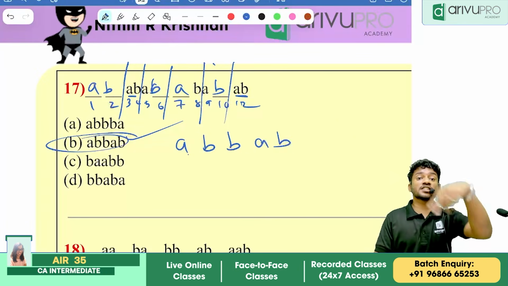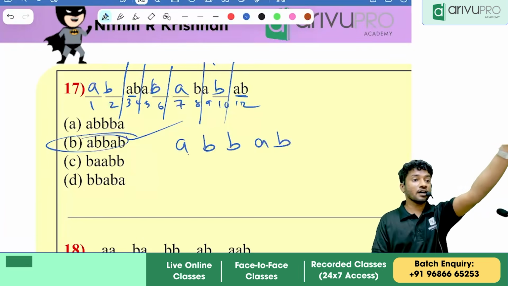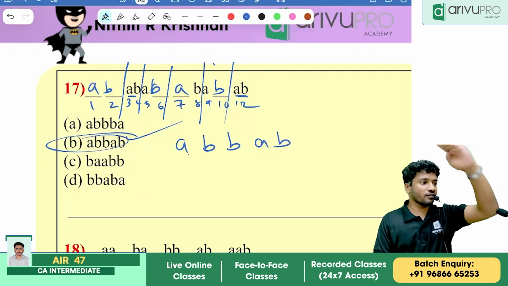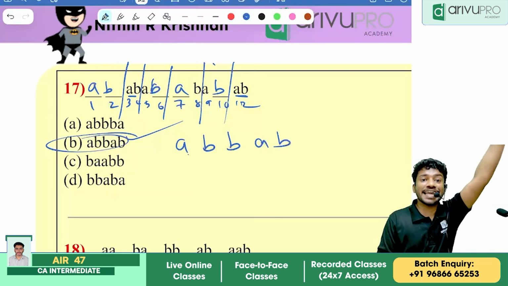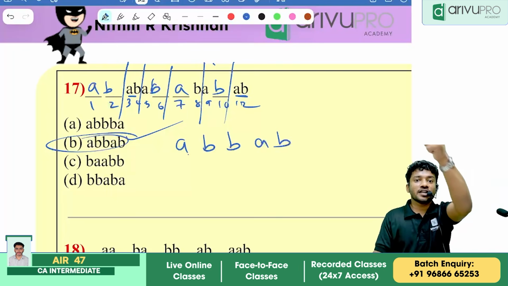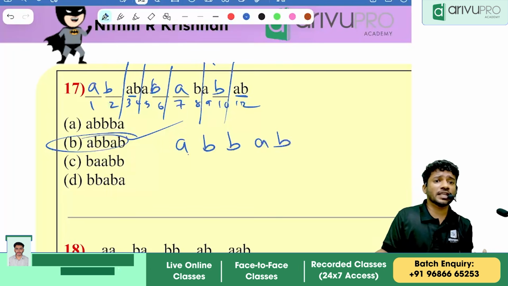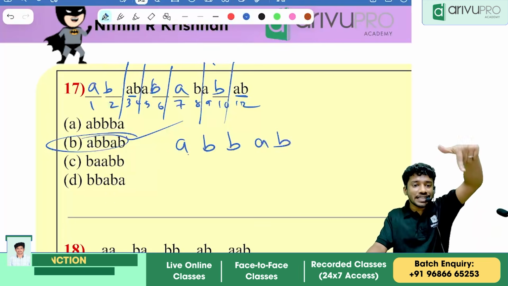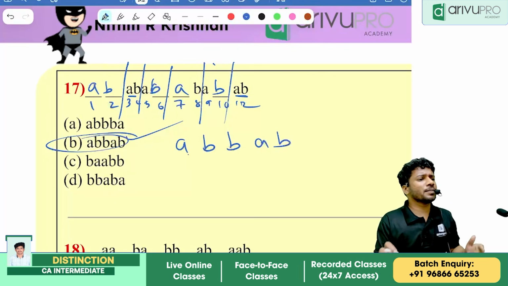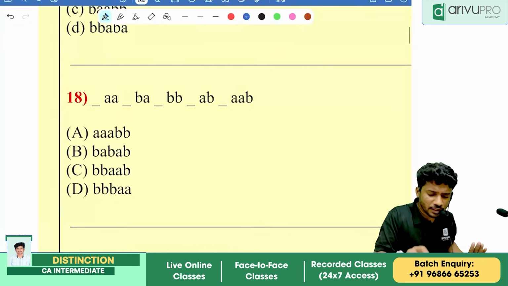So what if there are 16 letters? We will cut it like 4 into 4, 4 letters of 4 parts. What if there are 18 letters? 3 letters of 6 parts. What if there are 21 letters? 3 letters of 7 parts. But the maximum will be 21, not more than that will be there in the examination.